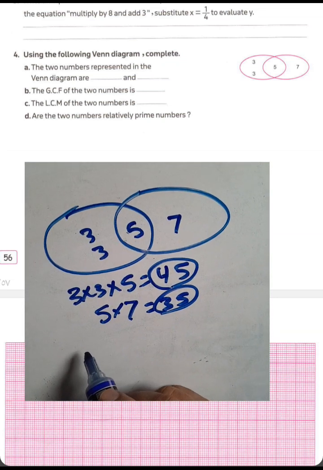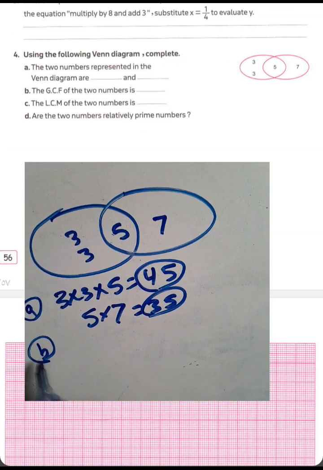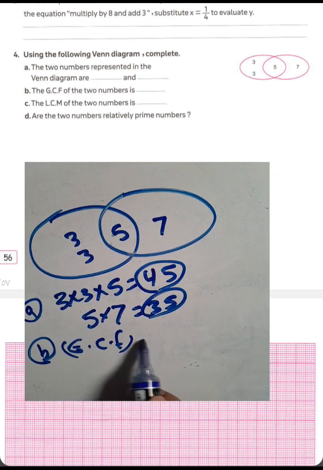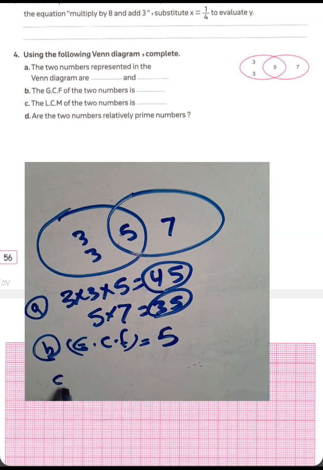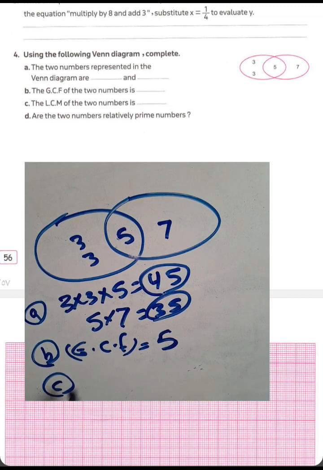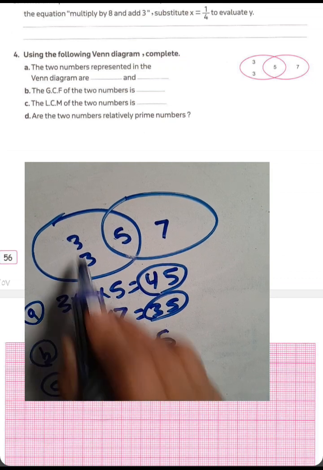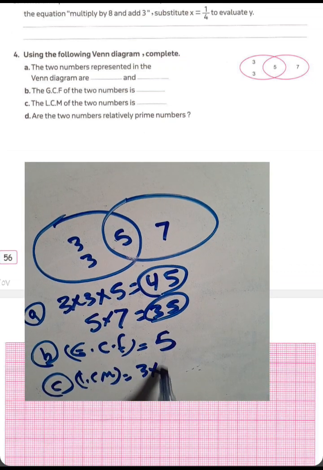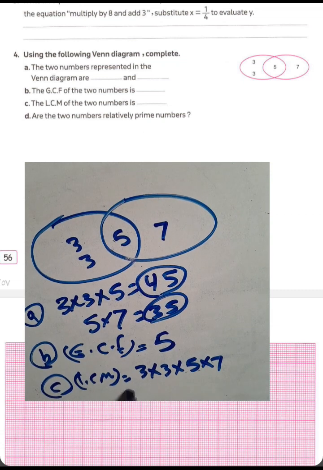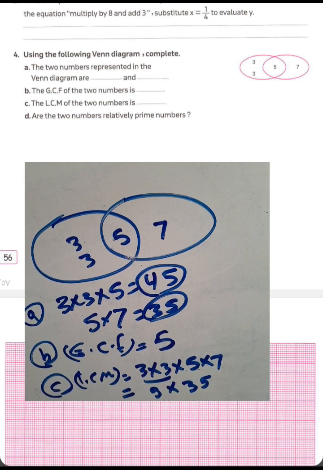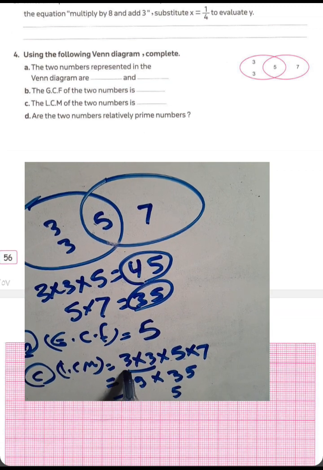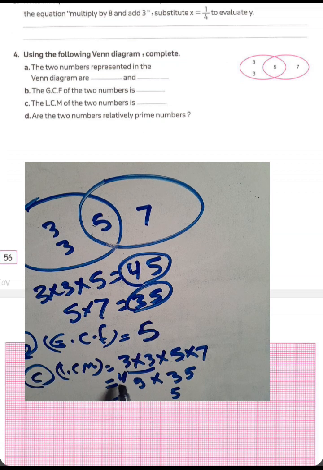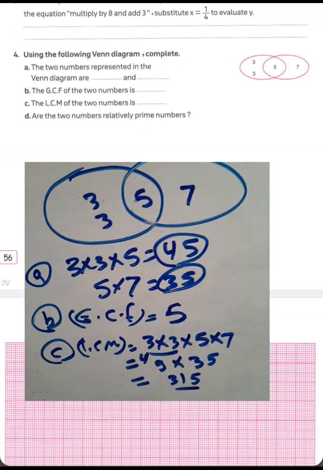We have two numbers here. Then letter B, the greatest common factor between two numbers. We can find it from this part, the intersection between two circles. It will be 5. And question letter C, the least common multiple of two numbers, it will be what? It will be 3 by 3 by 5 by 7. 3 times 3 equals 9 and 5 times 7 equals 35. The product of these will be what? 5 times 9 equals 45. Write 5 and carry 4, and 3 times 9 equals 27 plus 4 equals 31. The result will be 315.